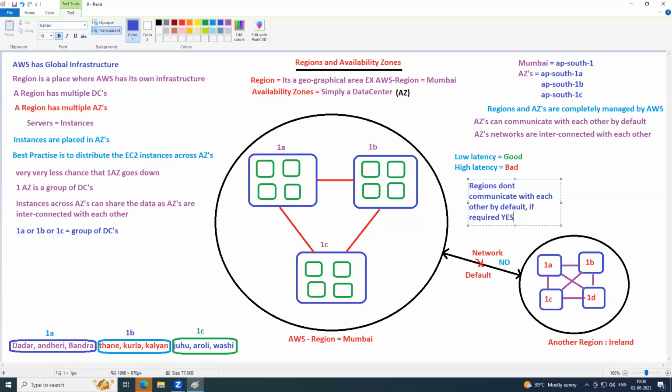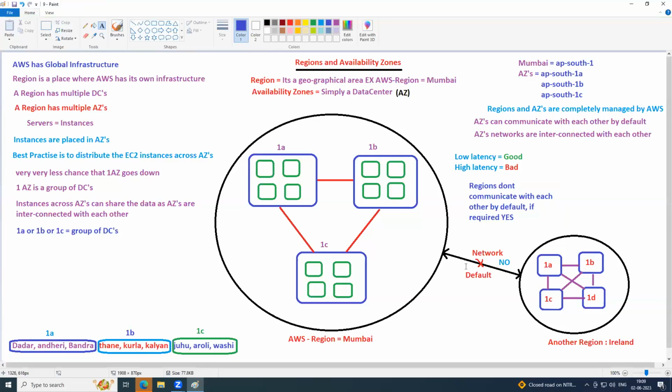So here also, 2 regions by default don't communicate with each other. But if required, we can set up the connection. But by default, no. Got it, guys? Is this clear, everyone? Nice. Okay, now you got the basic information.